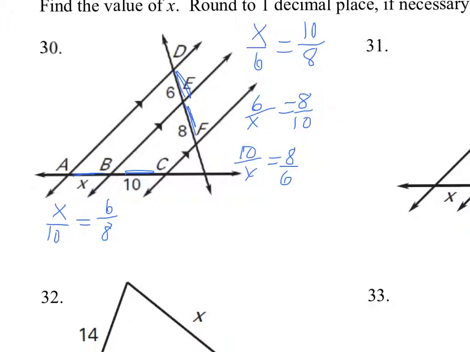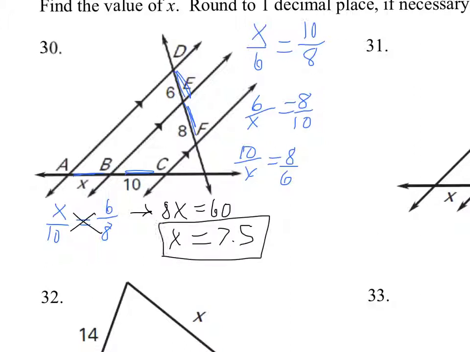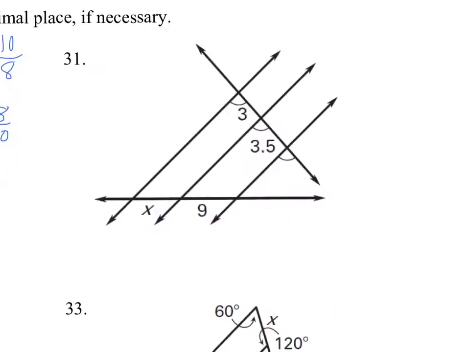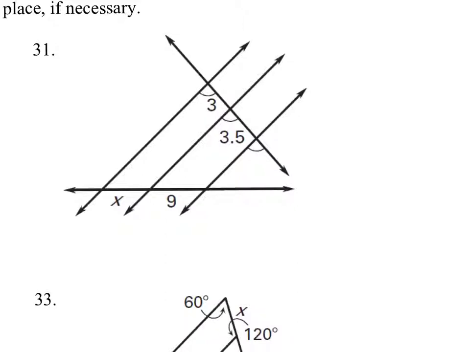Because the key is, no matter which way you set it up, when you cross multiply these, they're all going to say 8x on one side and 60 on the other. No matter which of these 4 ways you set it up, this will be your next step. And so then you just divide by 8. 60 divided by 8 is 7.5. So it forms a proportion, these 4 sides, and it's kind of up to you how exactly you want to set it up.